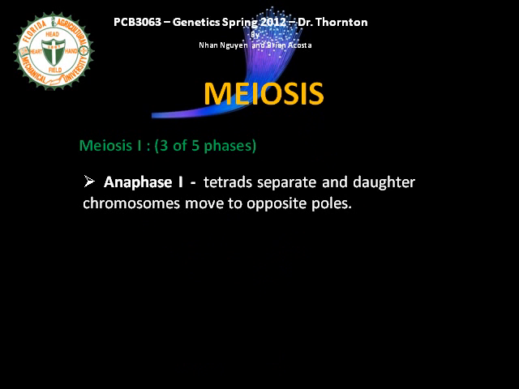Anaphase I. During anaphase I, the tetrads separate, the bivalents separate, the paired homologs separate, and the paired homologous chromosomes separate. All 4 are ways of saying the same thing. After separation, the daughter chromosomes, which have 2 chromatids each, migrate to opposite poles.